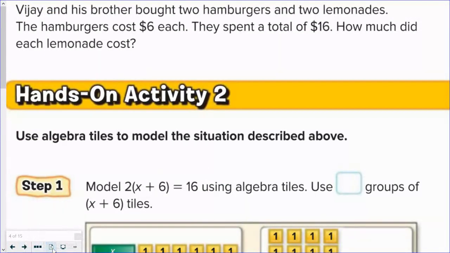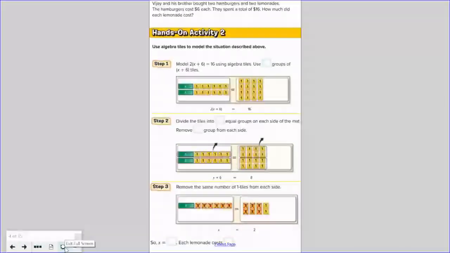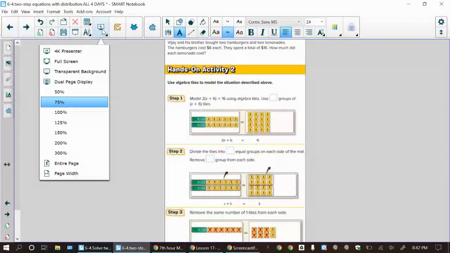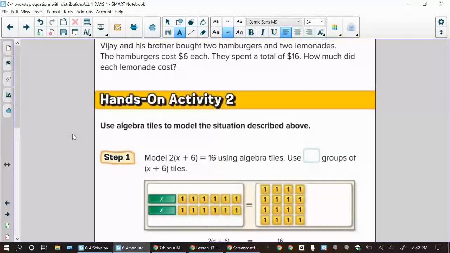Okay, this one is another way to model. It gets a little bit different. I want to go completely full page. Okay, so Vijay and his brother bought 2 hamburgers and 2 lemonades. The hamburger cost $6 each, and they spent a total of $16. How much did each lemonade cost?